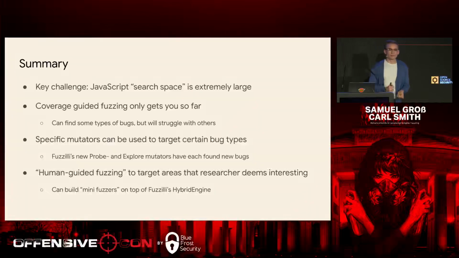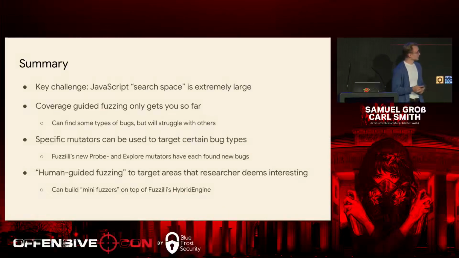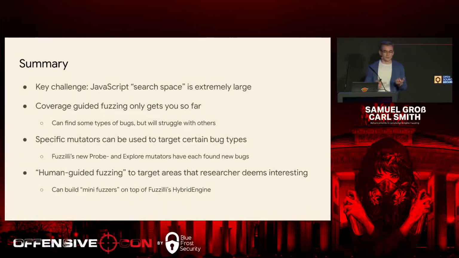So the key takeaway here is that the JavaScript search space is extremely large, right? And coverage guidance will only get you so far. So specific mutators can help you with specific bug types, and that is very cool. But we can also use Fuzzilli basically as a framework to write new fuzzers that exercise specific code parts of V8. We can target APIs or components, and the cool thing is also prototyping them is really, really fast. It's just super nice to build them, and we can iterate very quickly.